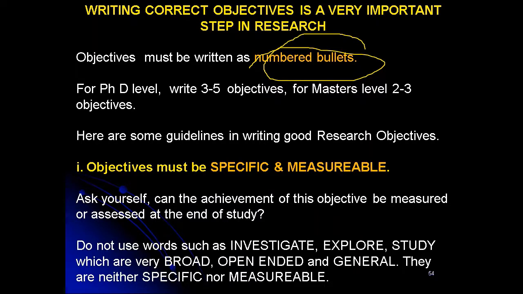So in terms of numbers, this is a rough guideline. Normally, for PhD level, you write 3 to 5 objectives.